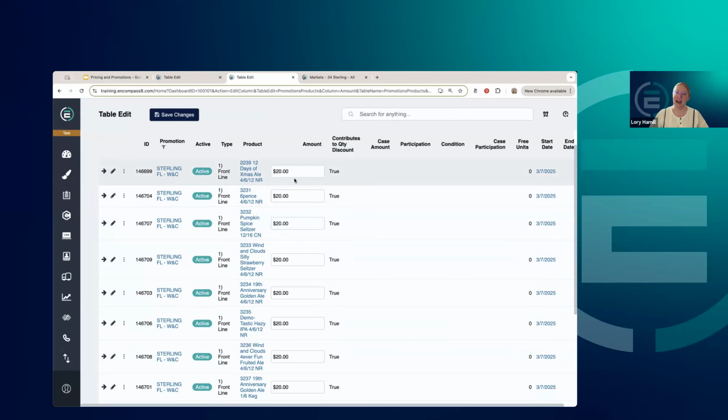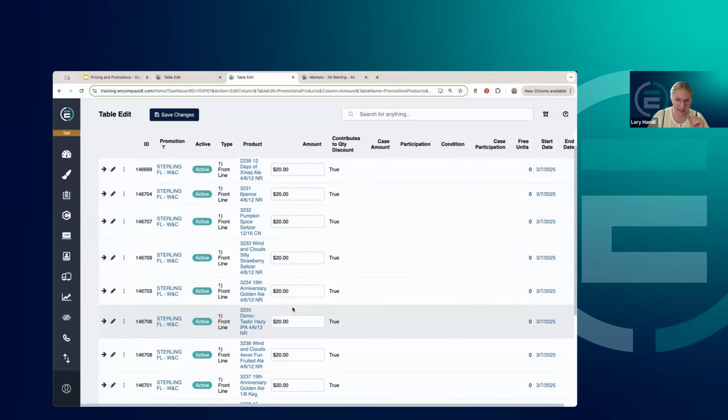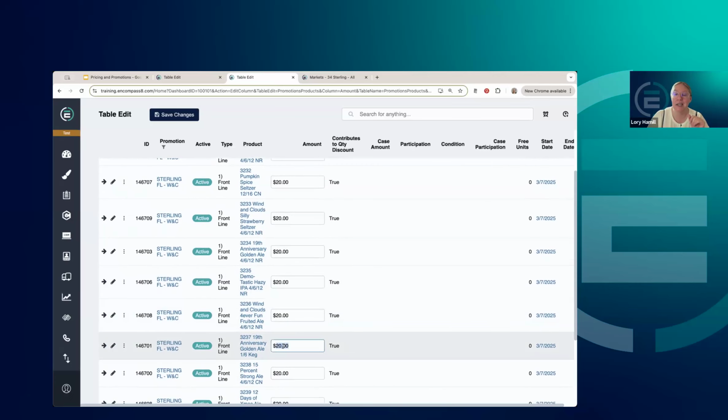Do remember, however, that I have a keg in here, and that is not the price that I'm going to sell this keg for. So I'm going to find that keg. Not $20. We are going to put this in at 68. It's a 6-barrel, so I've entered that at $68. Everything else is set to 20.